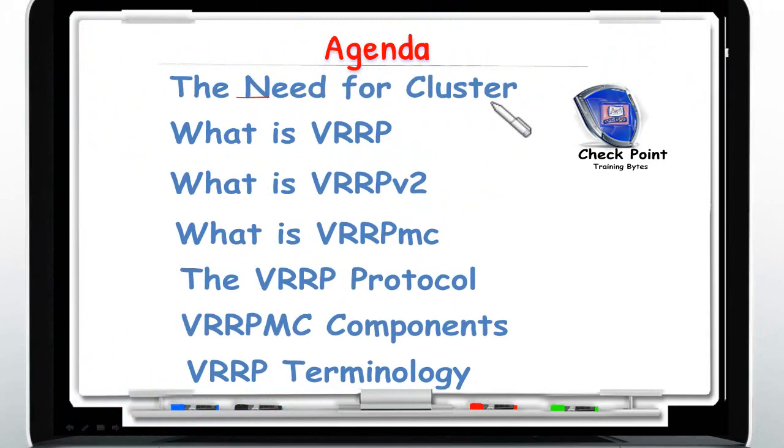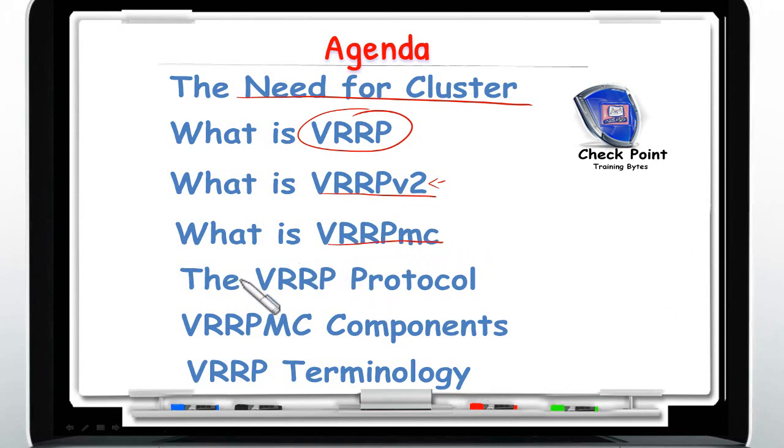The first thing we're going to discuss is why you need clustering and what are some of the clustering solutions out there. The next thing we're going to discuss is VRRP, why VRRP was created and what its purpose is. Third, we're going to take a look at and define the different VRRP configurations. And specifically, we're going to discuss VRRP version 2 and also VRRP monitored circuits.